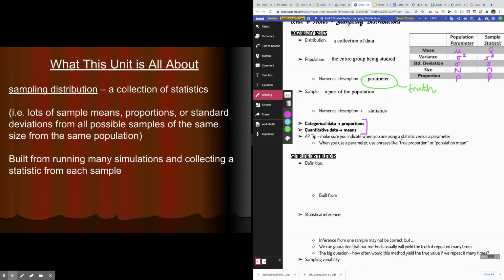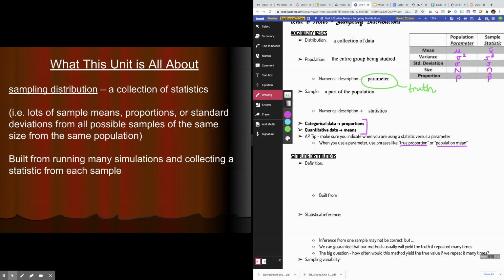Okay, it's important to indicate when you're talking about these values that you indicate if you're using a statistic or a parameter. Okay, like I said, the parameters are the true values, right? The parameter is the truth, okay, which is often what we are in search of, right? Or we are going to use these statistics in order to estimate what that true value is. Okay, so when you're using a parameter, you should use phrases like true proportion or population value or population mean.